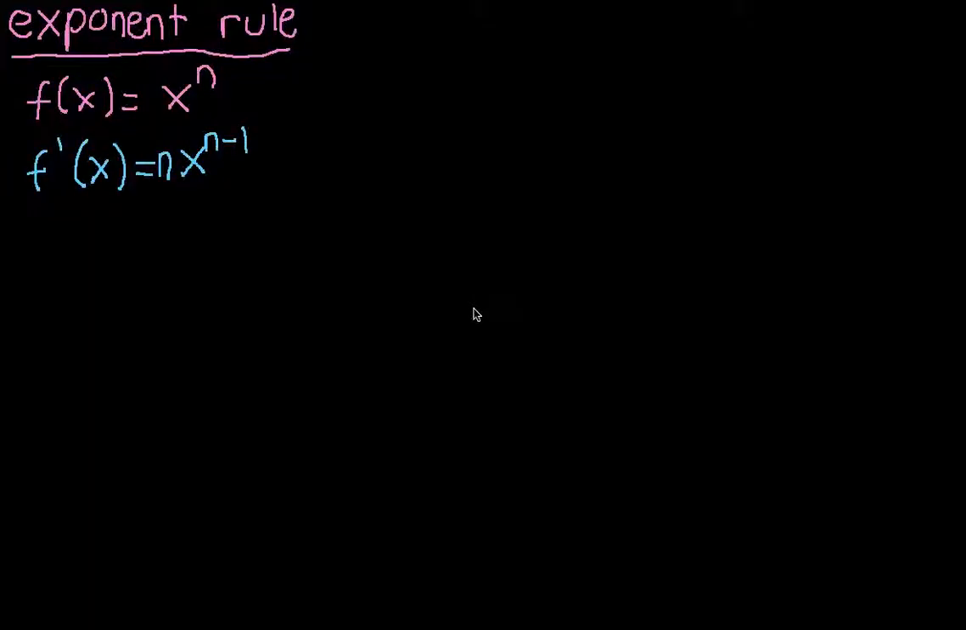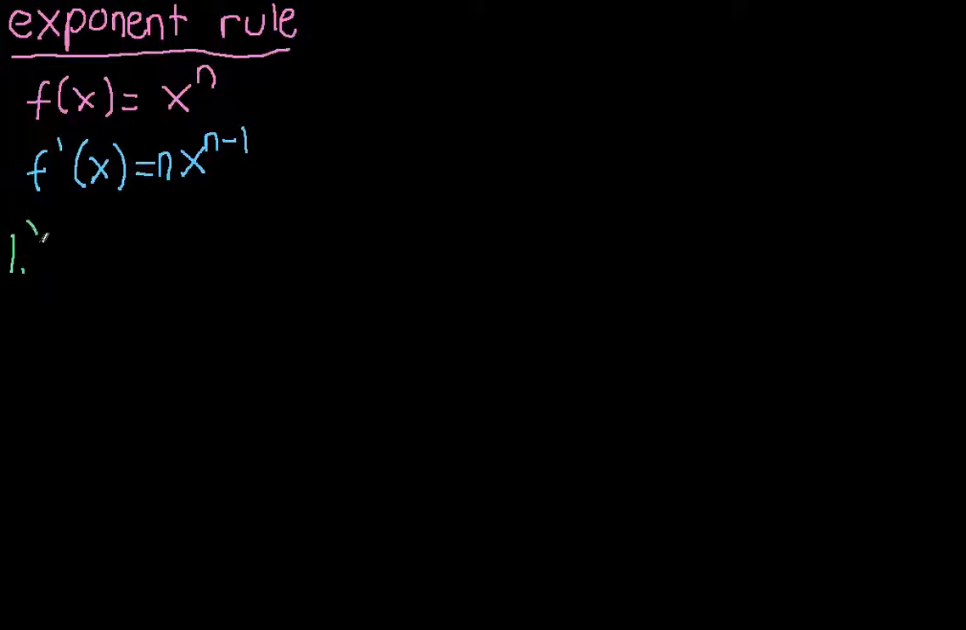This video is to explain the exponent rule. So in layman's terms, the exponent rule says that when f of x is equal to x to the nth power, the derivative of that, f prime of x, is equal to n times x to the n minus 1. So let's go through a few examples because it's actually a pretty basic concept to cover.